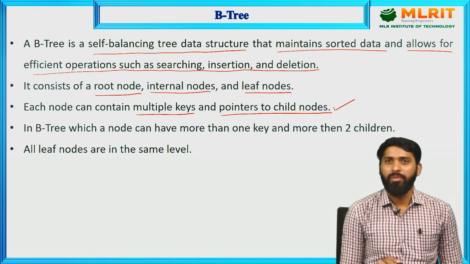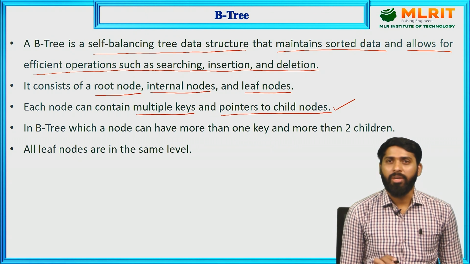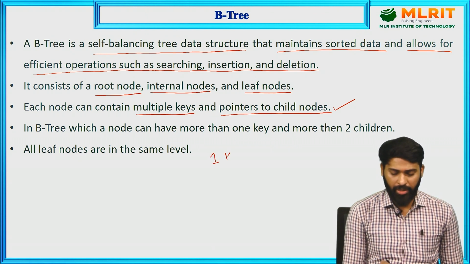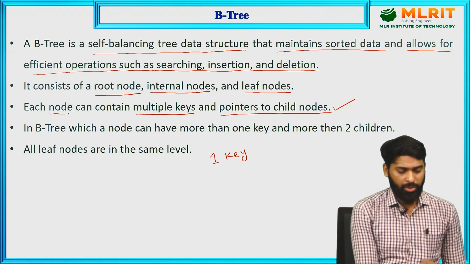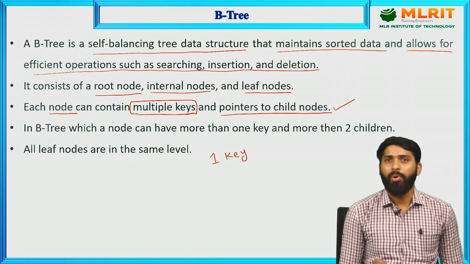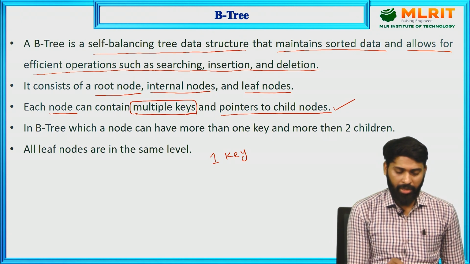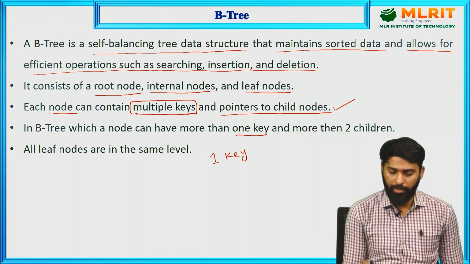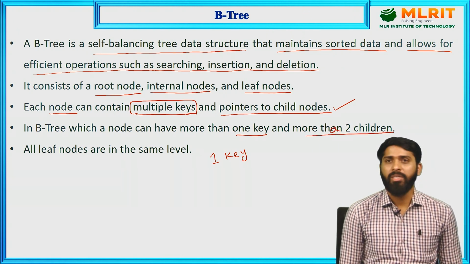Up to now we learned about the binary search tree and AVL tree. In those two trees, the node can contain only one key, but in B tree each node can contain multiple keys and pointers to child nodes. In B tree, a node can have more than one key and more than two children. All leaf nodes are in the same level.